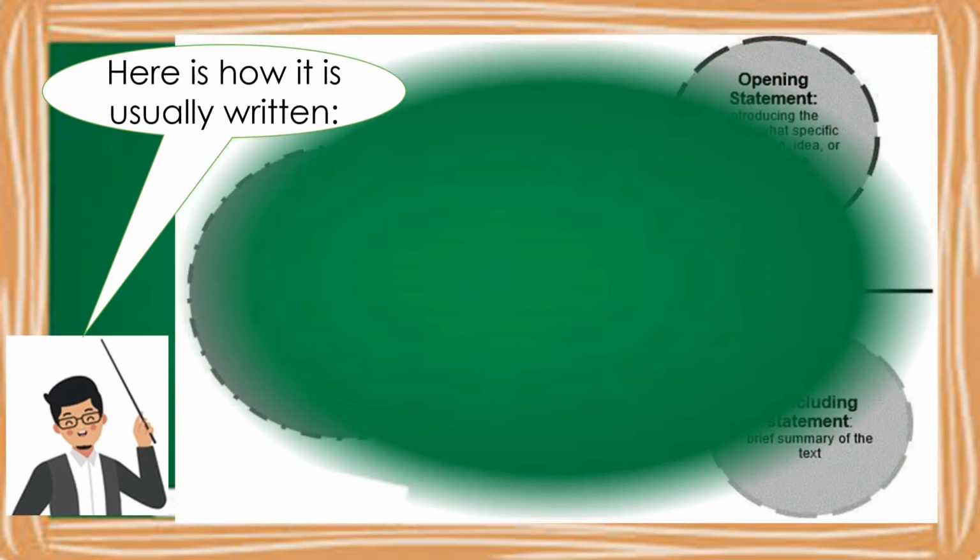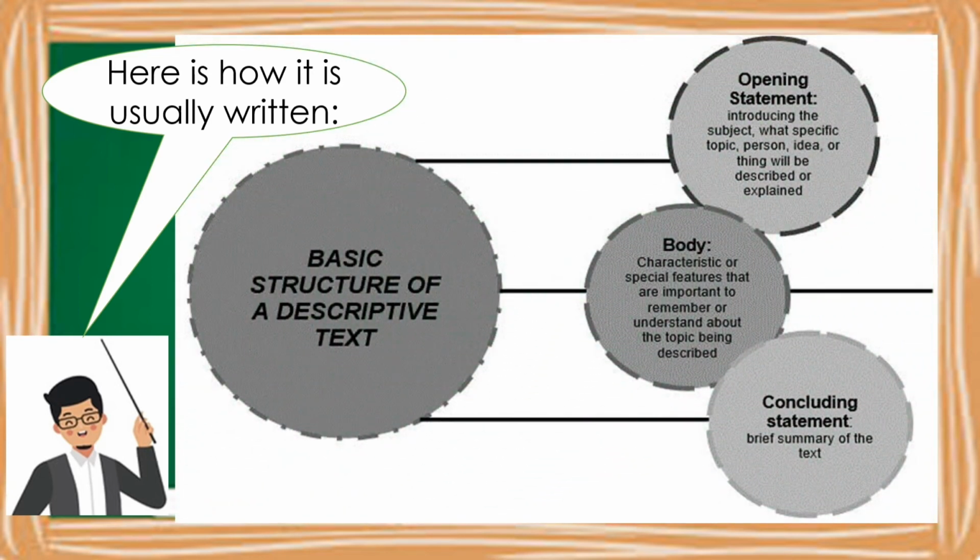The basic structure of a descriptive text. First, the opening statement, introducing the subject, what specific topic, person, idea, or thing will be described or explained. Next is the body. Characteristics or special features that are important to remember or understand about the topic being described. And last is the concluding statement, brief summary of the text.